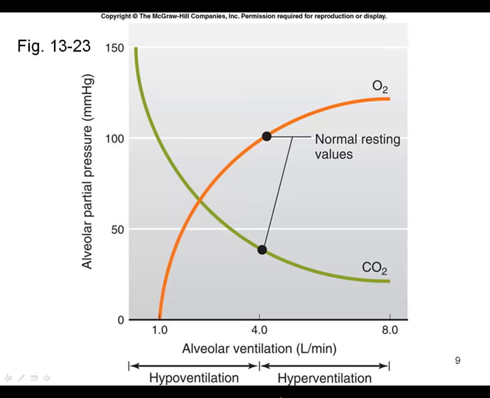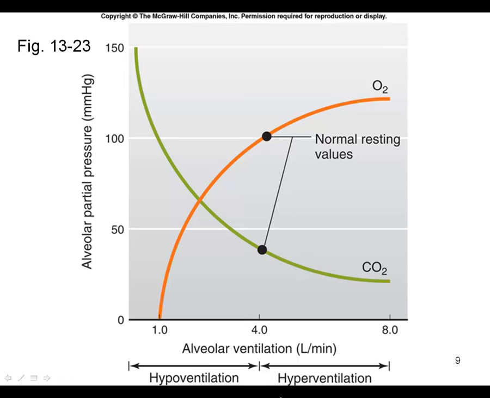So in this diagram, that's what we see. In the middle of the x-axis, you see alveolar ventilation of 4. That's a typical alveolar ventilation. If my alveolar ventilation is higher than 4, then I'm hyperventilating.